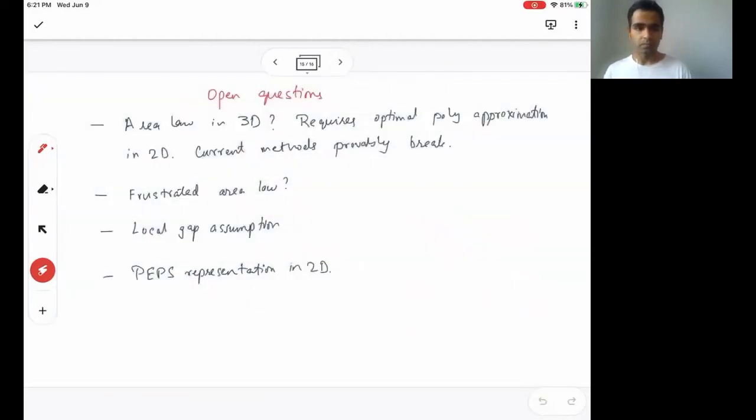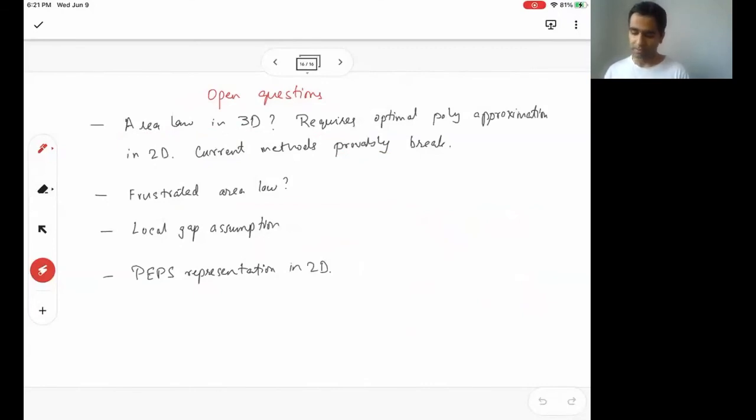This is the end of the talk, so I can tell you a bit about open questions. The first is, can you prove an area law in 3D? From the current knowledge that we have, this amounts to finding very good polynomial approximations in 2D lattice systems. It turns out that the current methods provably break down here, and we have to think of something new to prove a 3D area law.